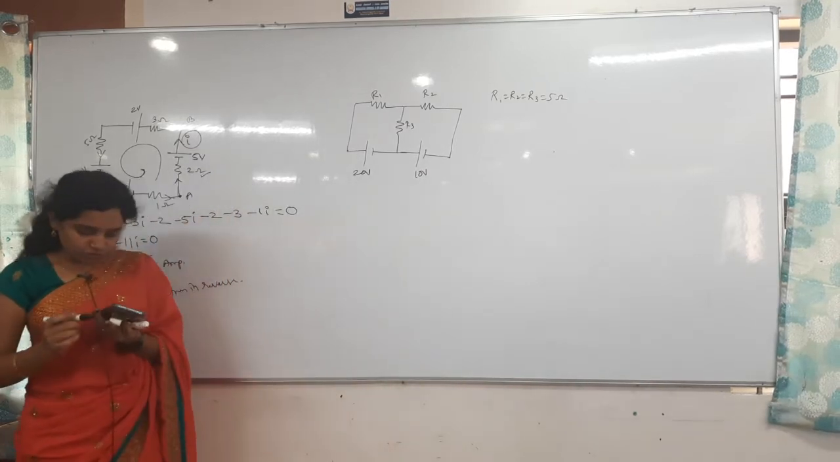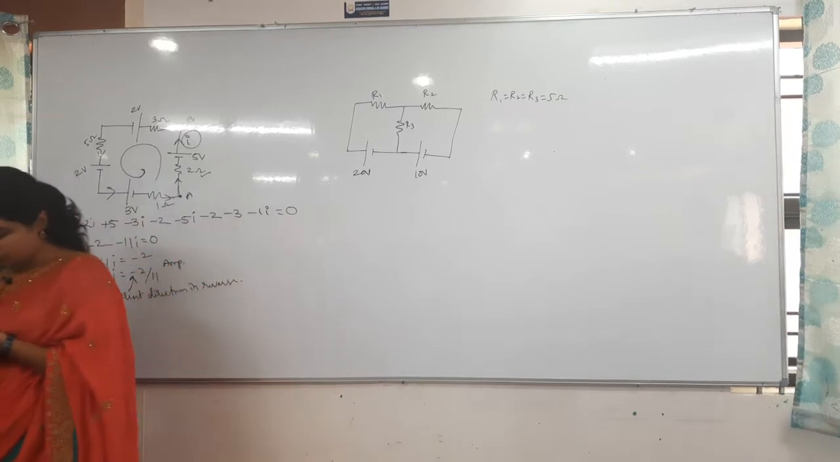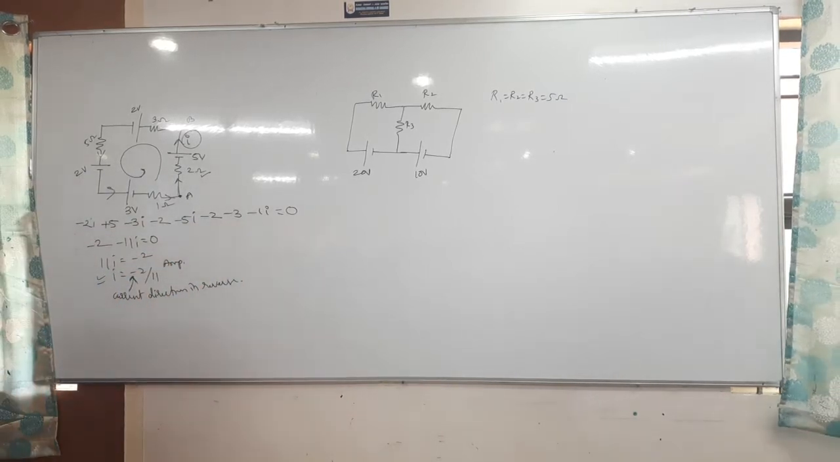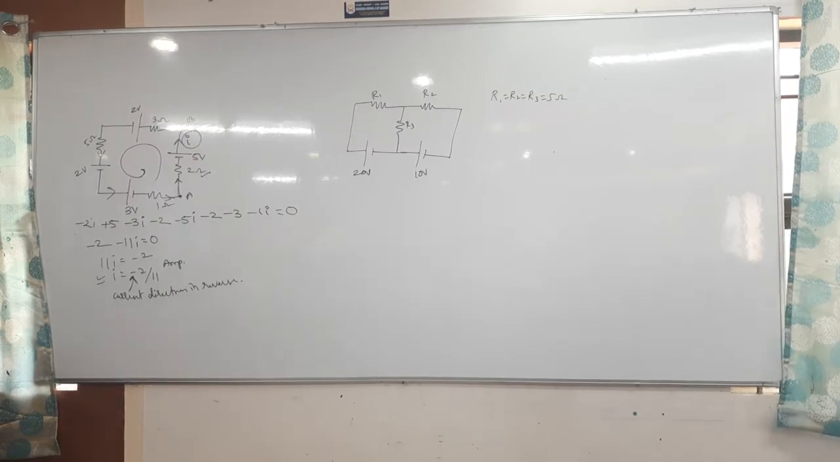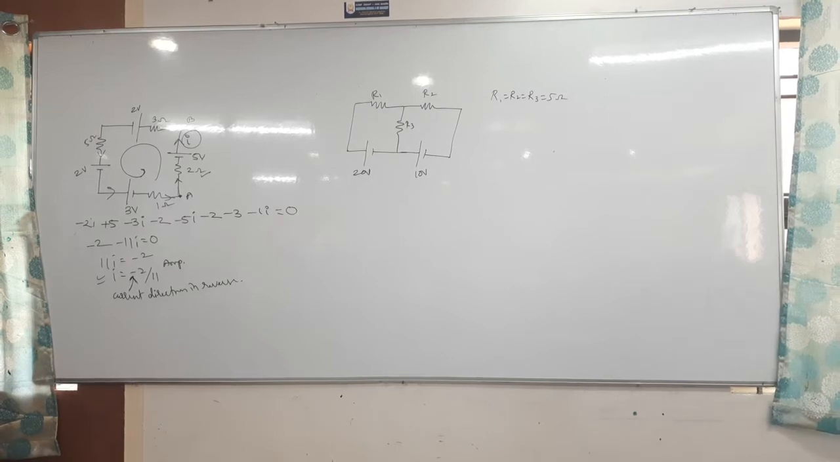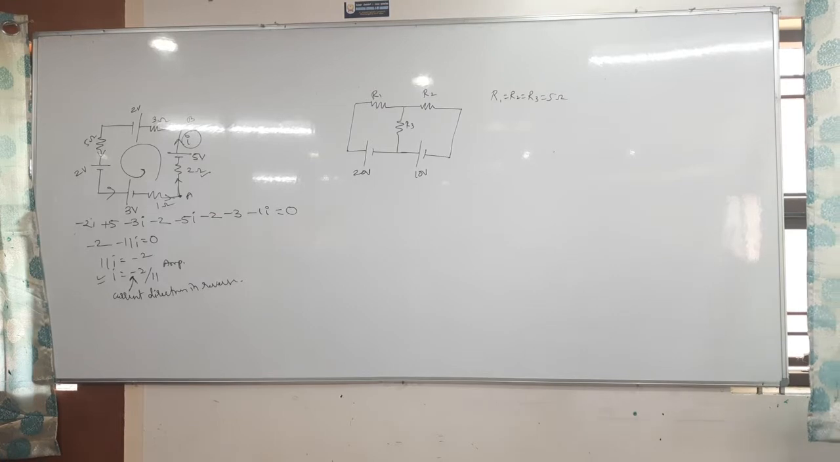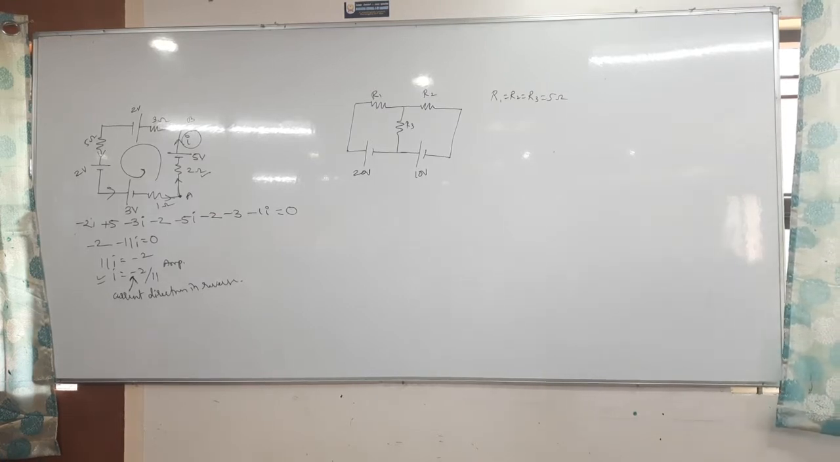Find the currents through R1, R2 and R3. R1, R2, R3, everything is 5 ohms only. The batteries are 20 and then 10 volts.